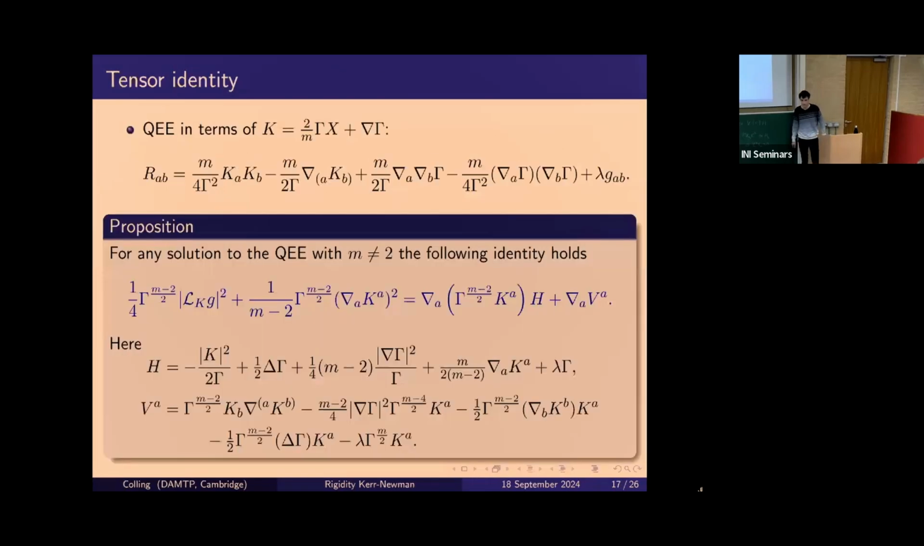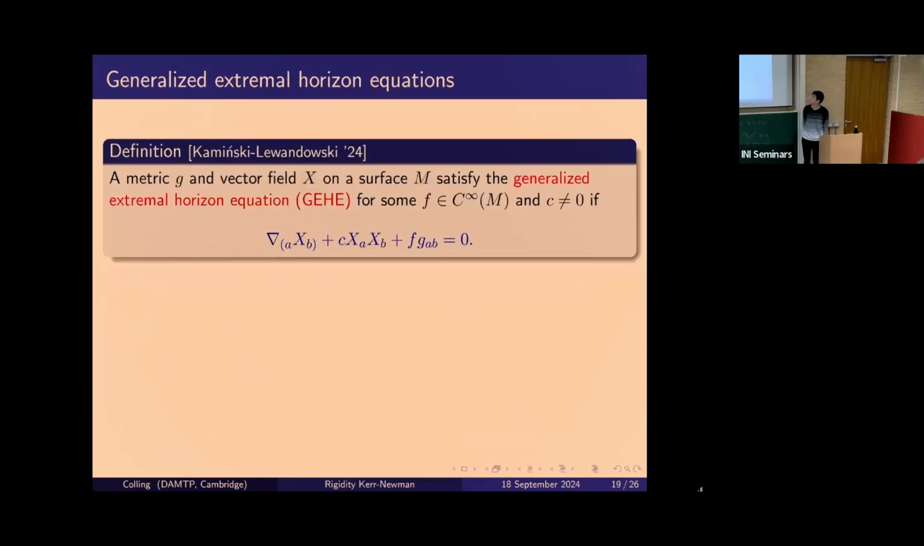And I come to the last topic of my talk, which is the generalized extremal horizon equation. So what we do now is we allow both variations of the vacuum near horizon equation that we've seen so far. We allow this constant in front of the x squared to be arbitrary. So this was something like 1 over m for the quasi-Einstein case. We now allow it to be any non-zero constant c. And we allow adding an arbitrary pure trace term to the equation.